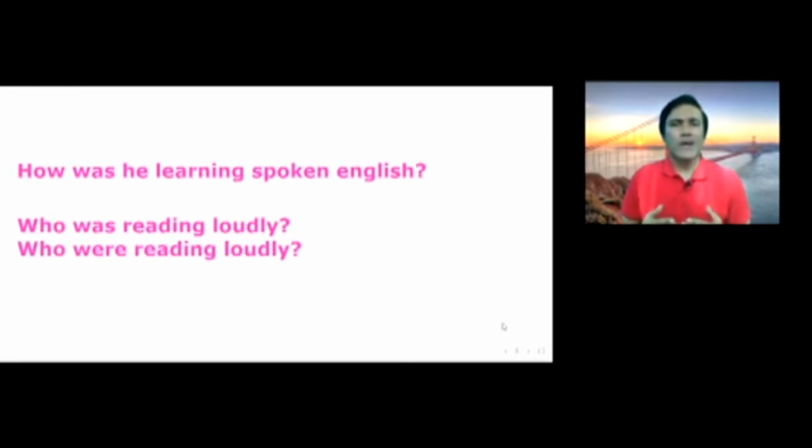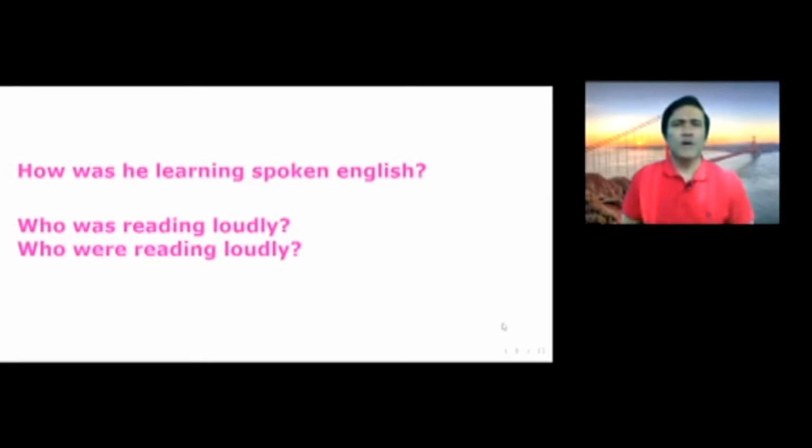How were we learning spoken English? Amra kibhabe spoken English shikchilam. How were they learning spoken English? Tara kibhabe spoken English shikchilo. So in this way, you can change the subject, you can change the auxiliary verb, and make a lot of sentences. And in this way, you speak loudly and you repeat these sentences again and again. It will remove your stumbling block.